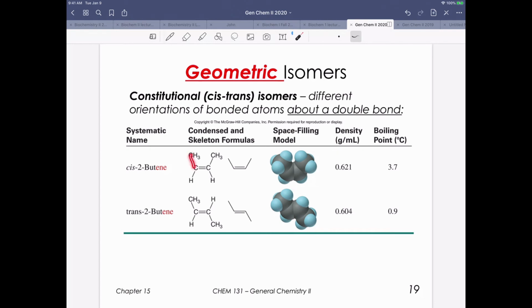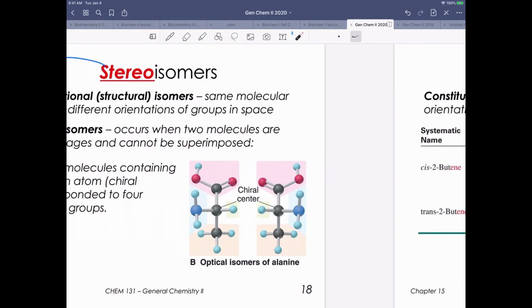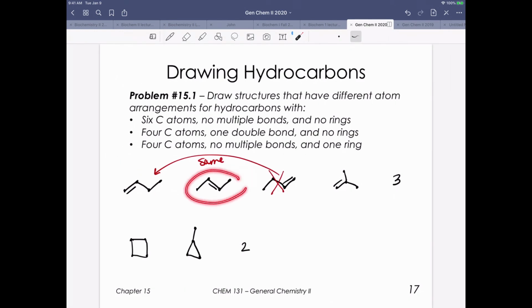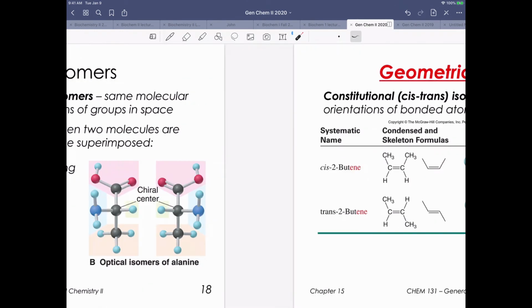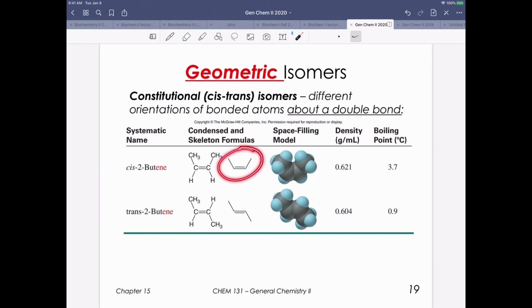We could have our main chain in a U shape, which is what we have here, or we could have it in this zigzag pattern, which is what we drew over here. These are different from one another and they do not interconvert. There is no rotation about that double bond. We do not rotate about double bonds, so we cannot interconvert these.